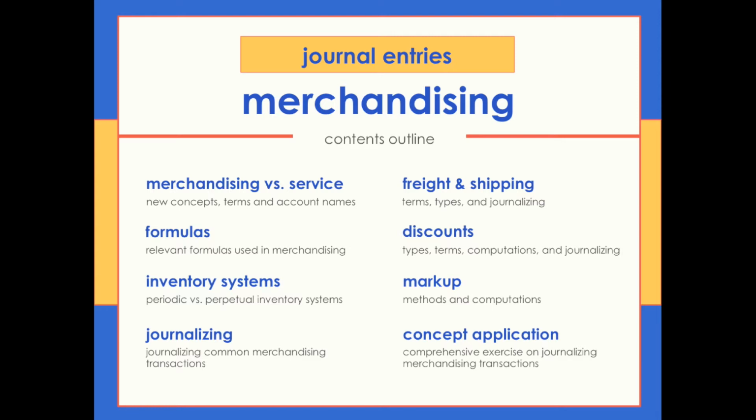Then we'll discuss some new formulas and move on to the two types of inventory systems, the periodic and perpetual inventory systems. After that, we'll go over the journal entries for common merchandising transactions that we haven't covered in the previous episode. We'll also talk about freight and shipping terms, discounts, and markup, which are topics specifically relating to merchandising.